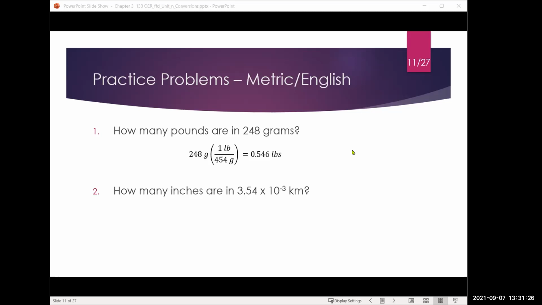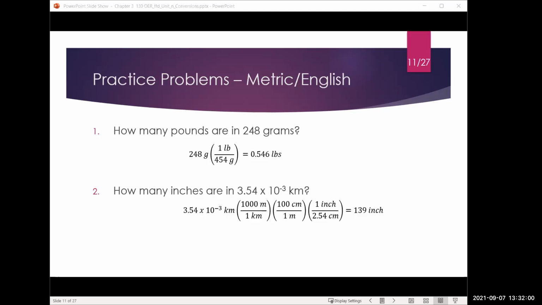How many inches in 3.54 times 10 to the negative third kilometers? There's a chance to utilize your scientific notation, keeping track of the toggle switch to make that exponent negative, okay? Or you just move the decimal point over three decimal places, write it longhand. I would suggest trying the scientific notation so you can get the hang of that, because we will be using big numbers down the road. And so we got 3.54 times 10 to the negative third kilometers, okay?